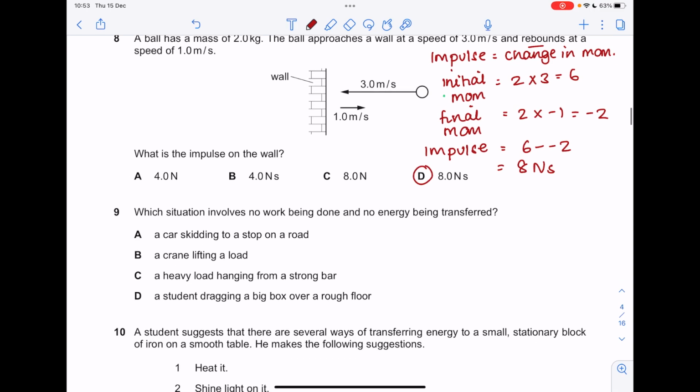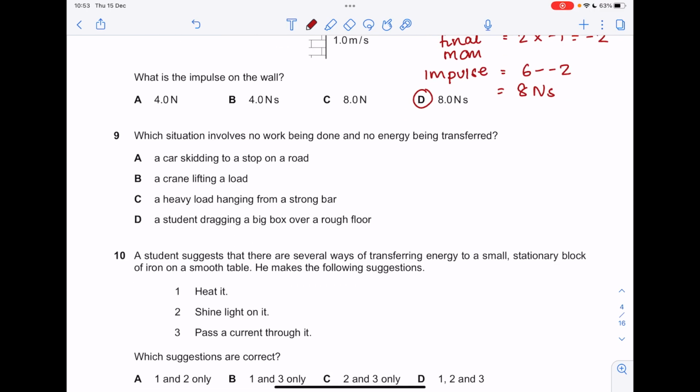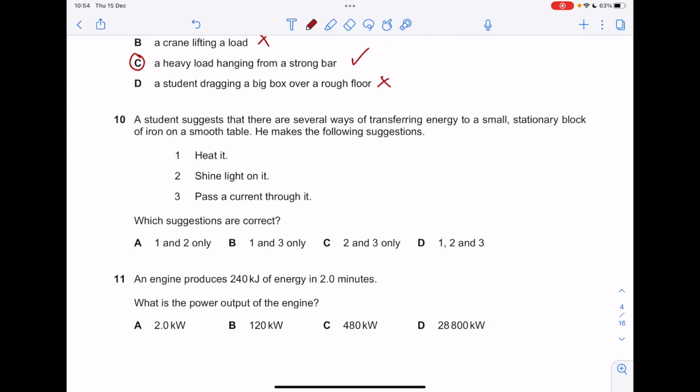D. Which situation involves no work being done and no energy being transferred? A car skidding to a stop on the road. That's not true in this case. A crane lifting a load, definitely lots of work being done there. A heavy load hanging from a strong bar. Yeah, no energy is being transferred or no work's being done there because it's just static. A student dragging a big box over a rough floor. The student's doing lots of work there too. The answer is C.